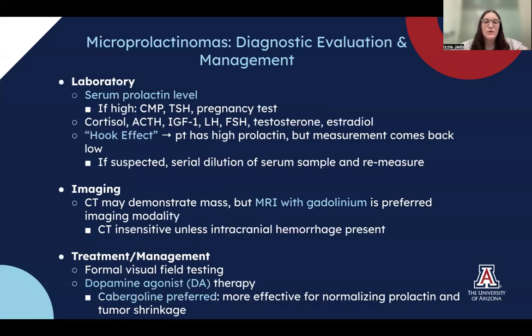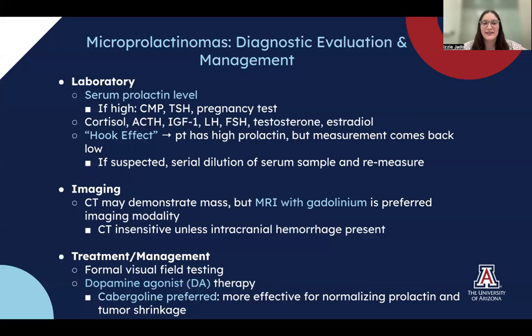On labs, we'll want to get their serum prolactin levels. If it's high, then we're going to investigate even further with a CMP, TSH, and get a pregnancy test in a female. We will also want to look at cortisol, ACTH, IGF-1, LH, FSH, testosterone, and estrogen.